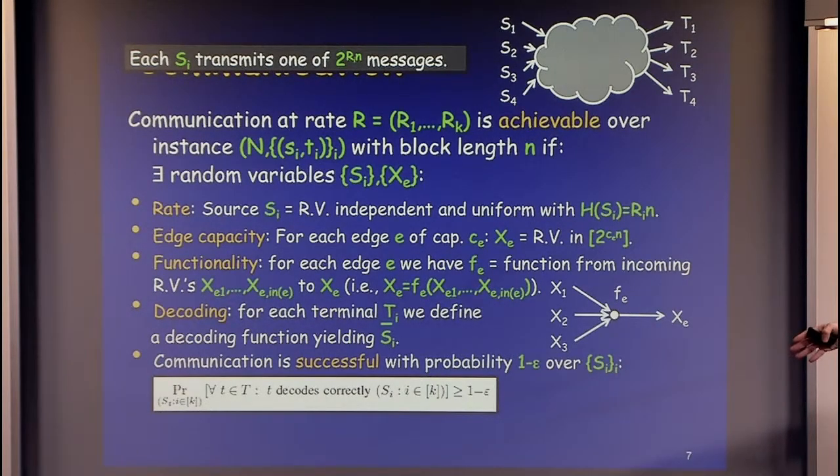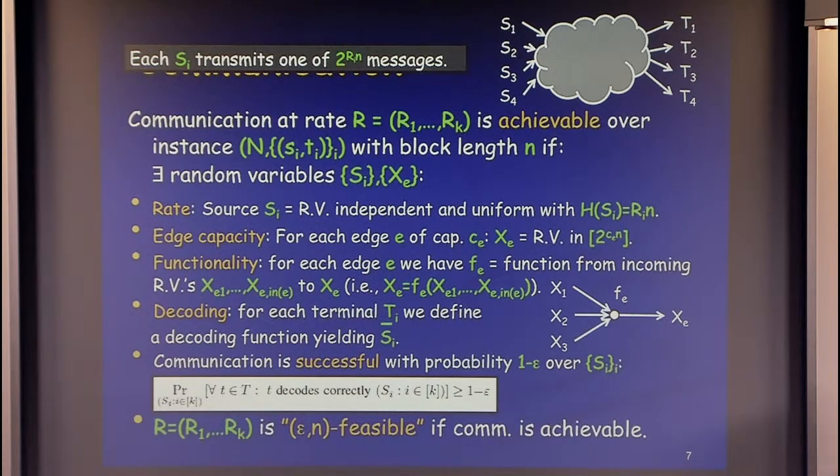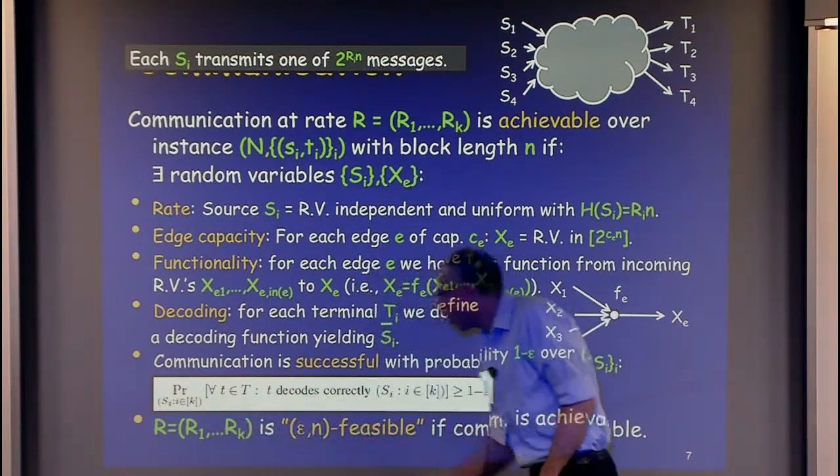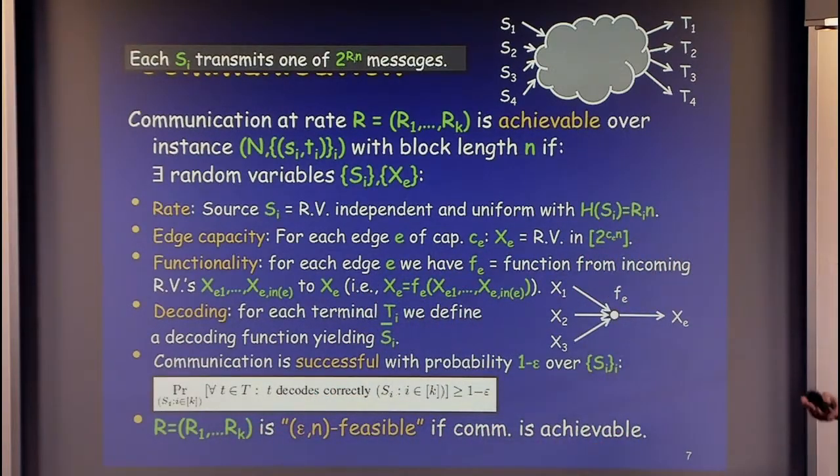So if we're able to communicate at this rate, I'm just going to use the following terminology. And I think this is the most technical slide. I'm going to say that we have rate R1 to RK is epsilon n feasible if, for block length n and error epsilon, I'm able to communicate at this rate. So I'm going to use that quite a lot.